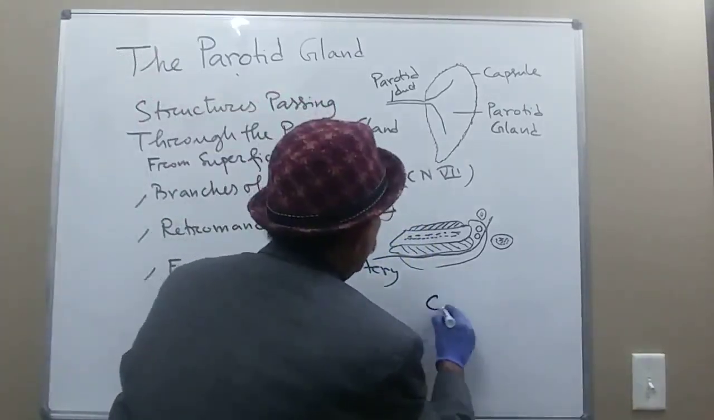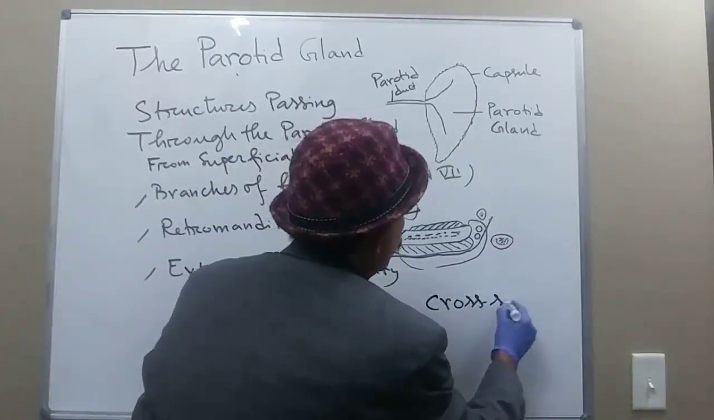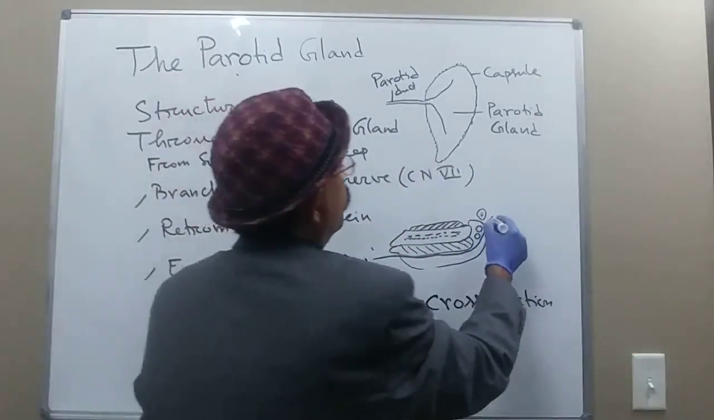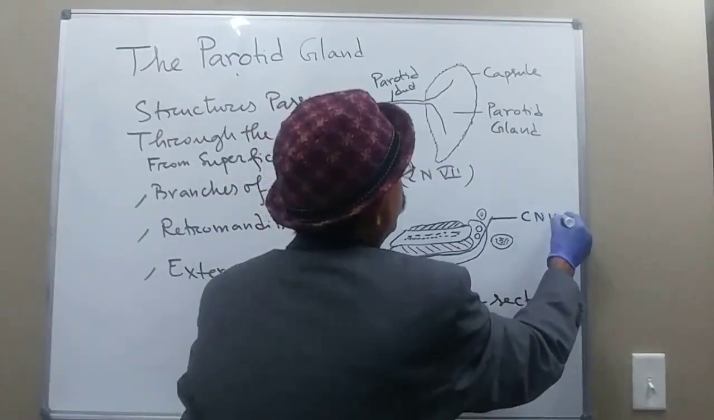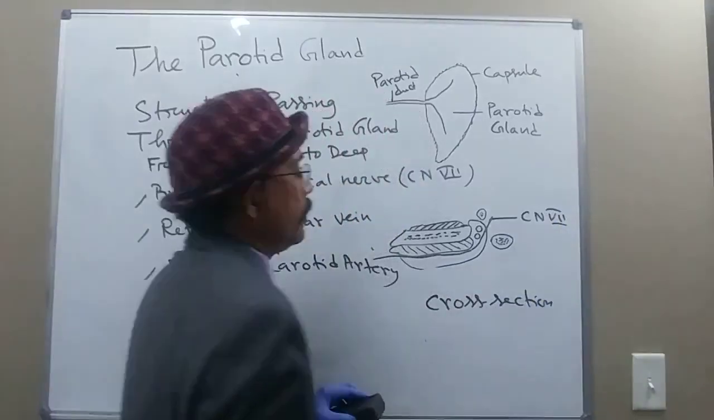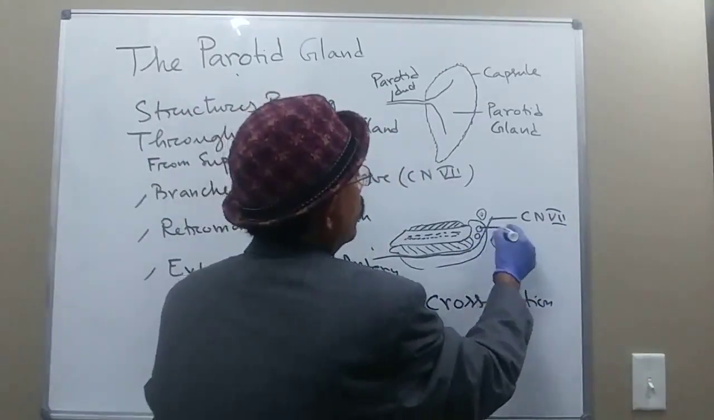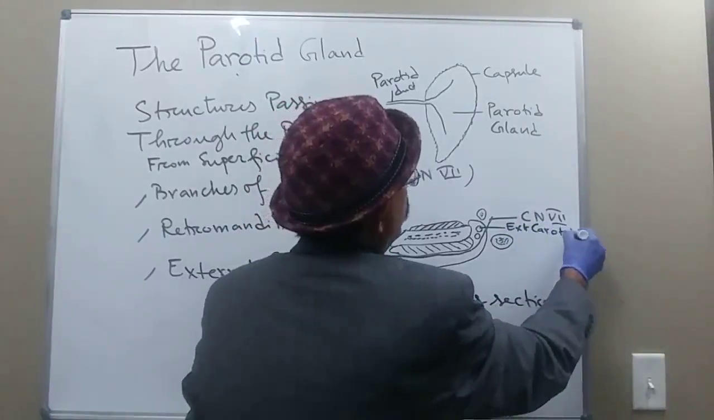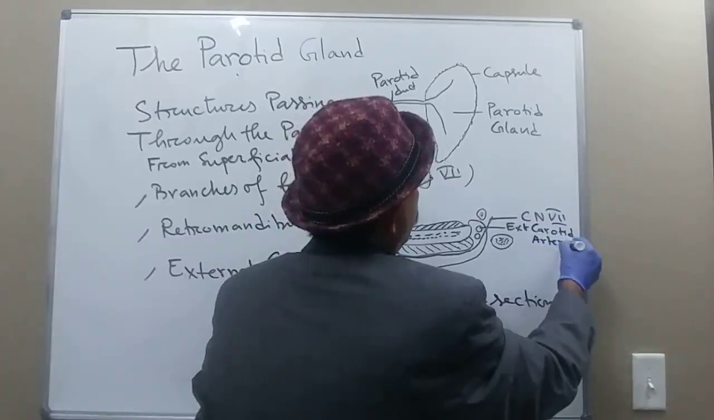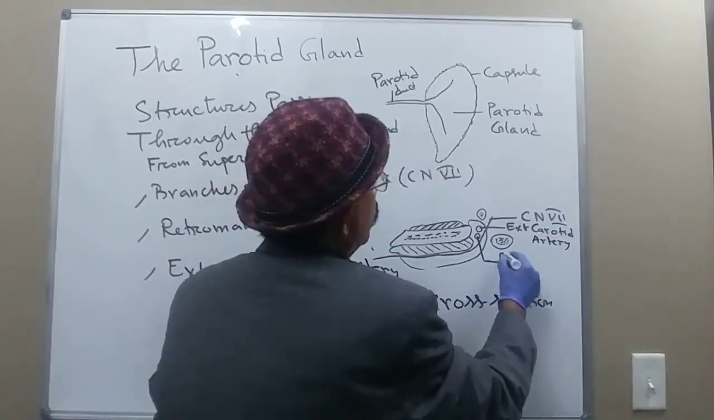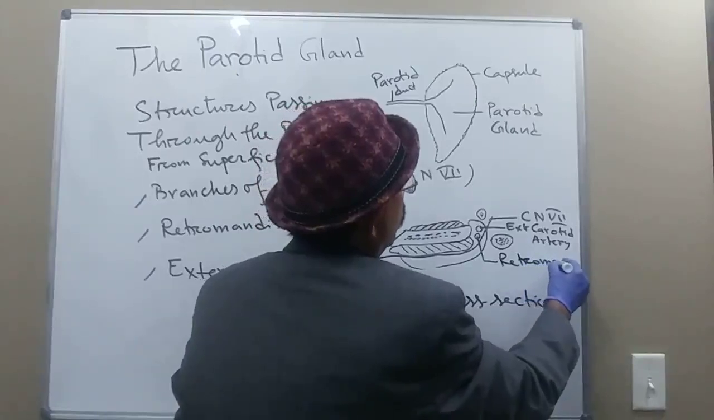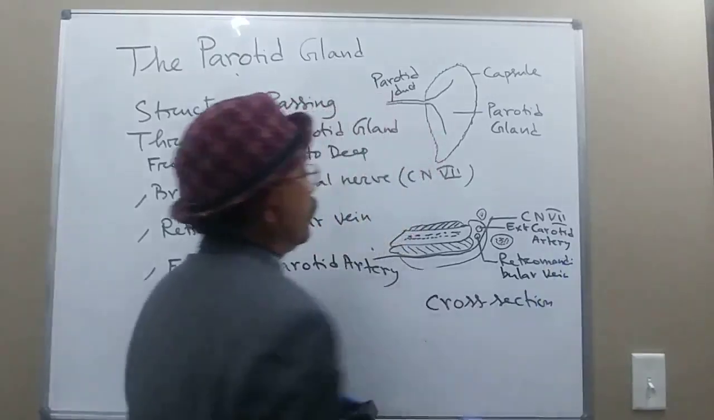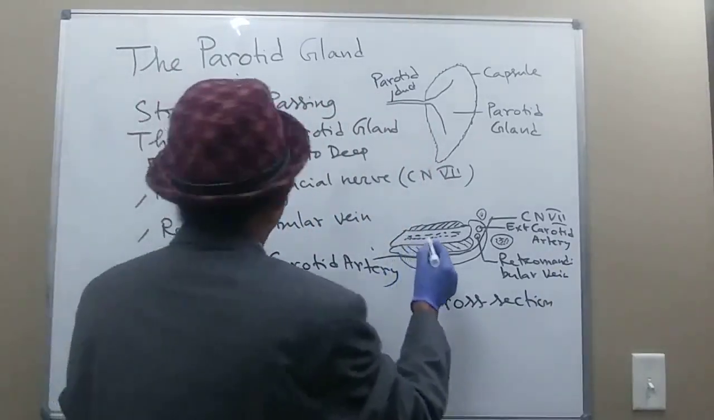This is the cross section of the parotid gland. If you look at that cross section, this is the facial nerve, CN7, cranial nerve number 7. This is the external carotid artery. This is the retromandibular vein. And what is this structure?